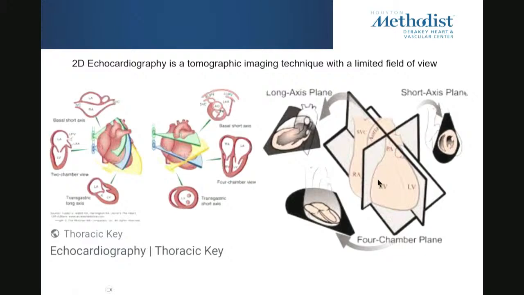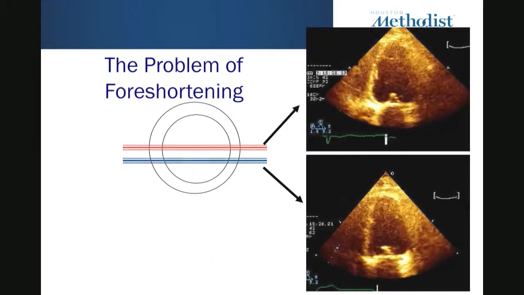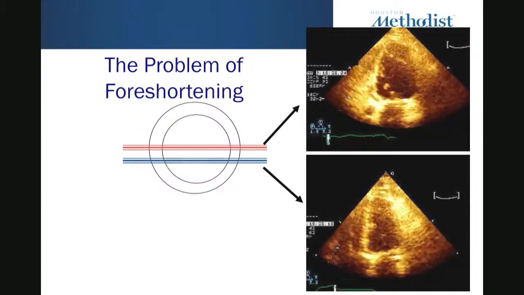A short axis view, you want to be right perpendicular to that long axis of the left ventricle. So that's your ideal setup. The problem is you're holding a transducer on the chest, you're angulating, are you there or are you not? And that brings us to the biggest problem and the biggest limitation with echo, which is foreshortening.